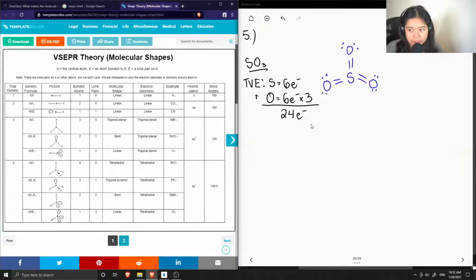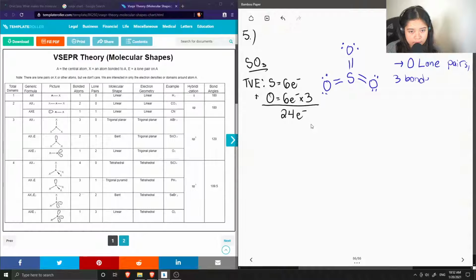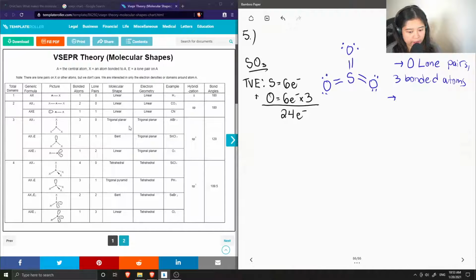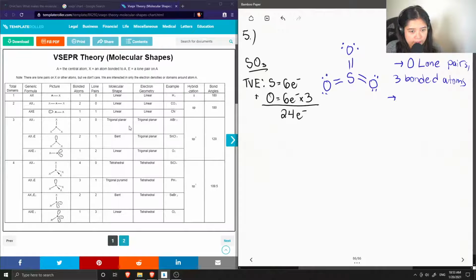Okay. And if we analyze our Lewis structure, then we can see that this structure contains 0 lone pairs on our sulfur atom and 3 bonded atoms. So using our VSEPR chart, we can see that this corresponds to a trigonal planar molecular shape and electron geometry. So I'm just going to write trigonal planar. And you can see that this molecule is also symmetrical.